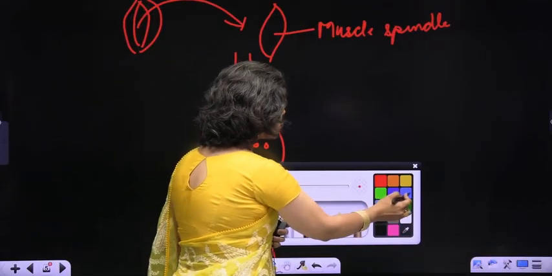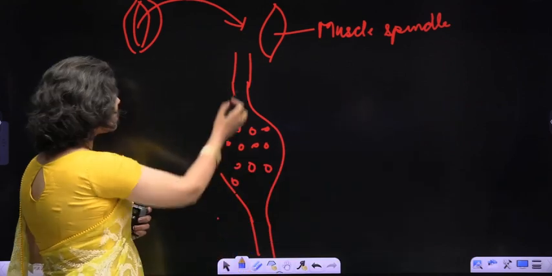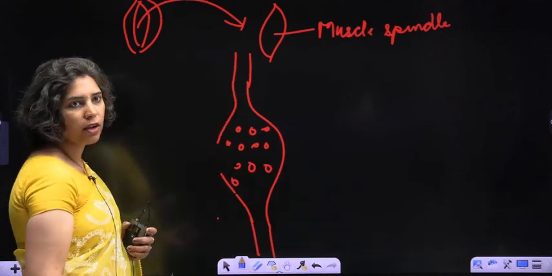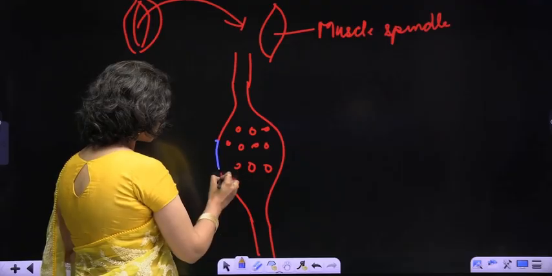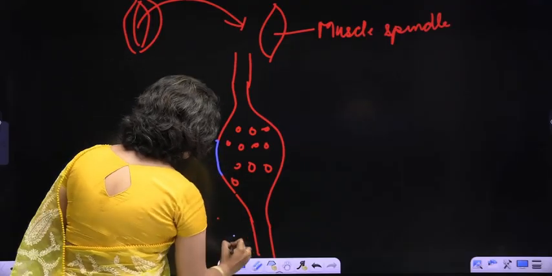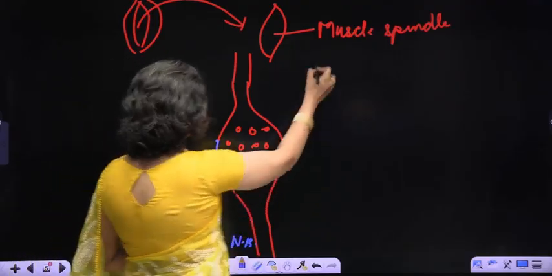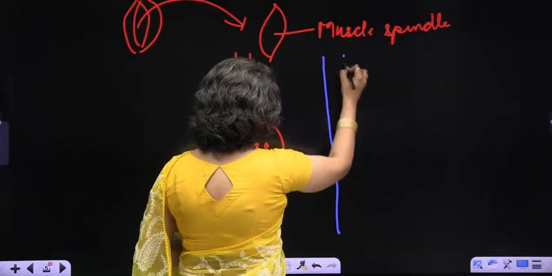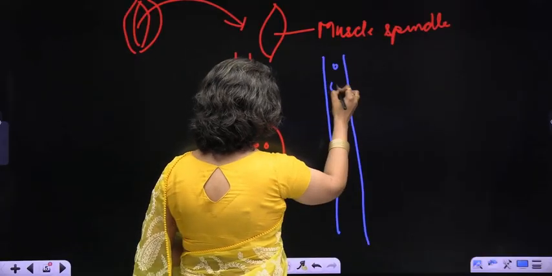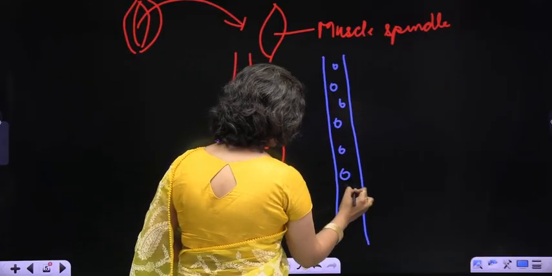The central part is non-contractile, whereas the polar ends are contractile. Now these are nuclear bag fibers, and here I am showing you the nuclear chain fibers. They contain very few nuclei.